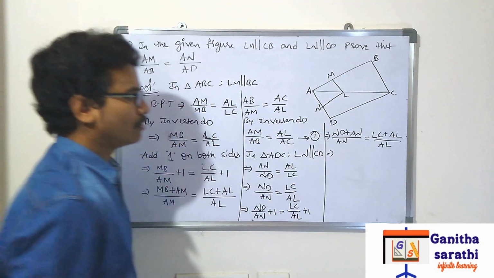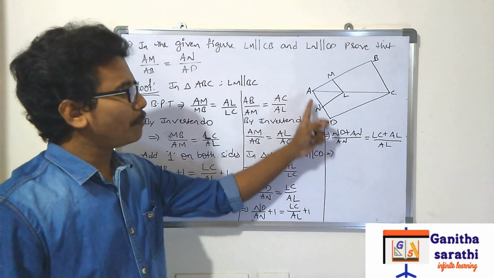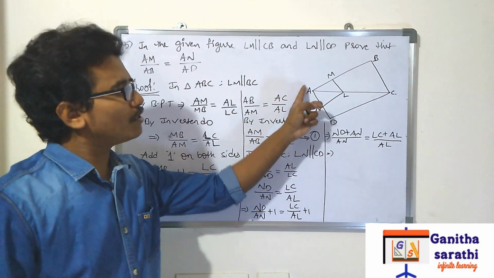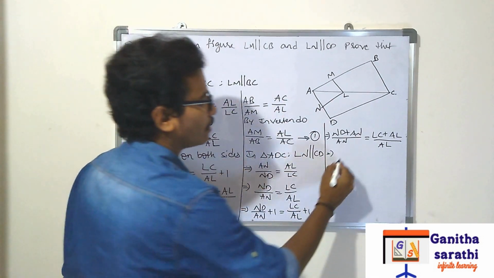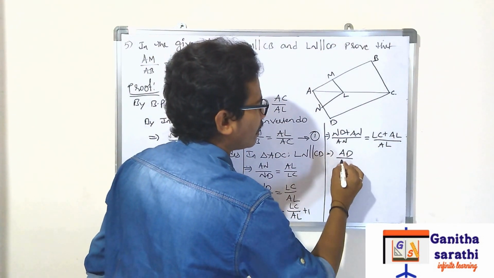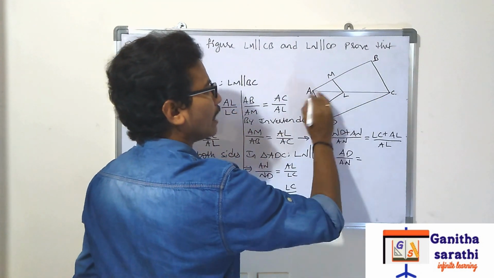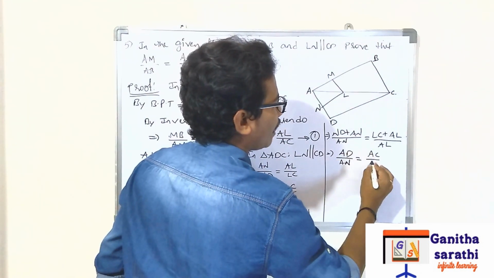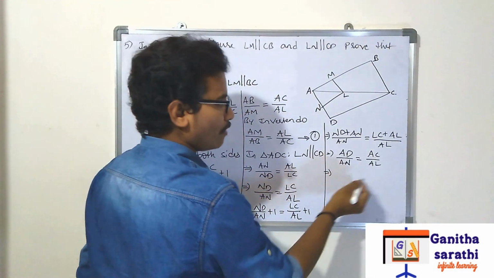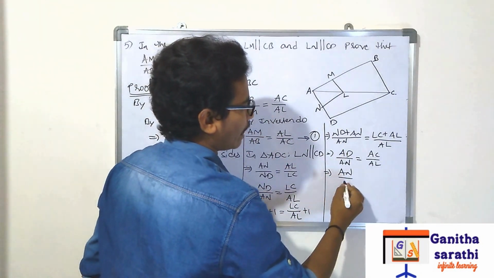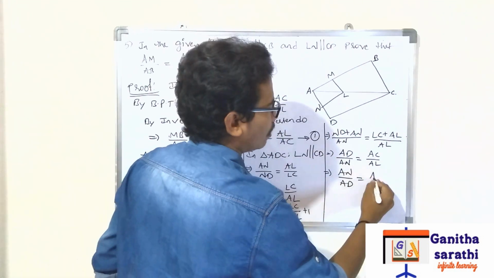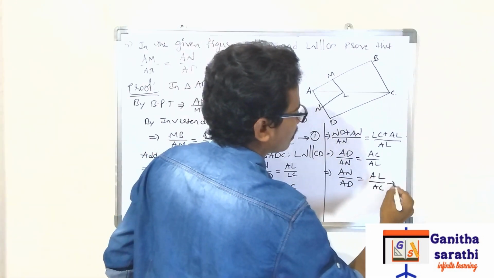Okay. Now same process. ND plus AN means total line will be AD, right? Total line will be AD by AN. Next same. LC plus AL means total line will be AC by AL. Again, inverting, reverse this. AN by AD is equal to AL by AC. This is equation number 2.